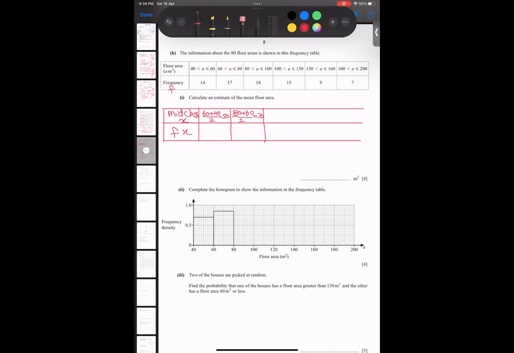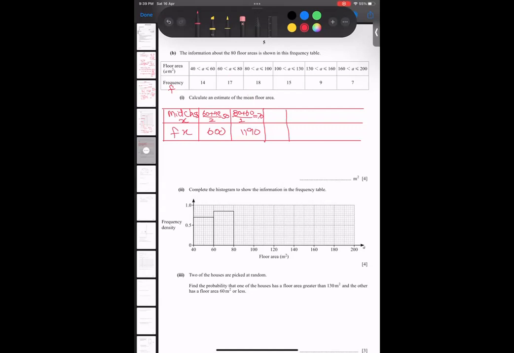And now Fx. So F and X multiply. So 14 into 50, so I get it as 600. 17 times 70, I got 1190. And the rest of the values I do directly.